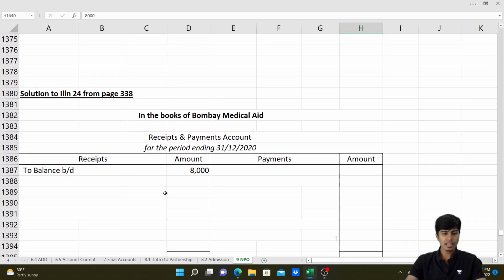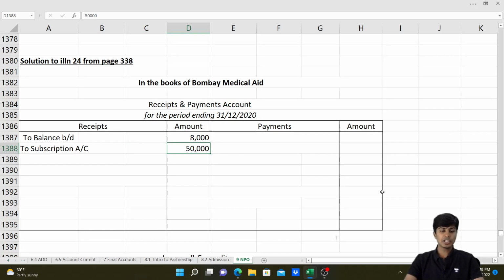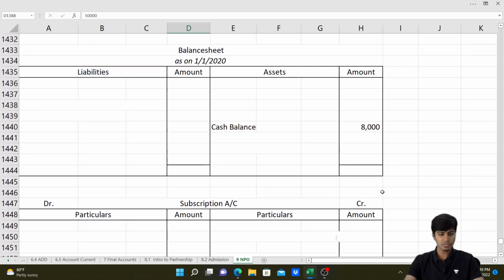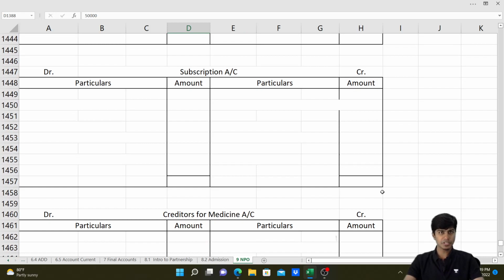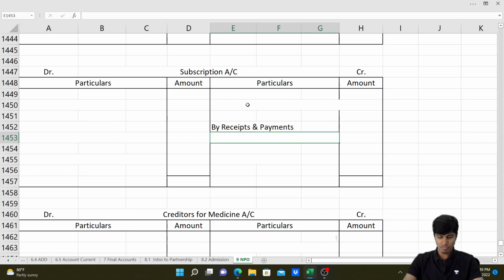Firstly, in my receipts and payment account, on the debit, I'll write to subscription account. How much is the amount? 50,000. So in receipts and payment, I've written to subscription. In subscription account, I'll write by receipts and payment. Come on, let's go to subscription account. This is our subscription account. I leave a little place for opening balance, and only after that I'll write by receipts and payment. Yeah, this is the subscription money received during the year, 50,000.